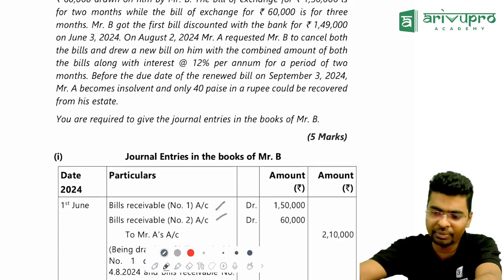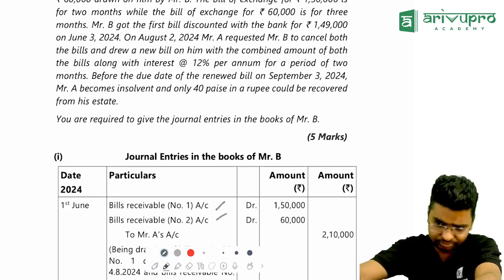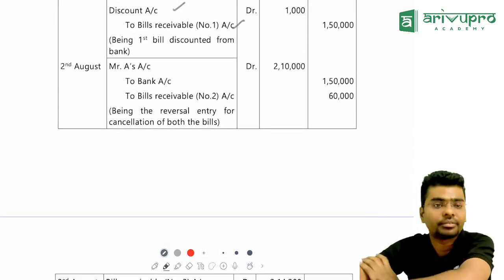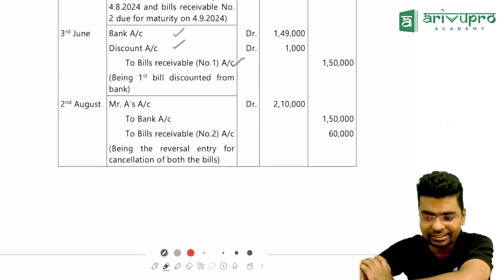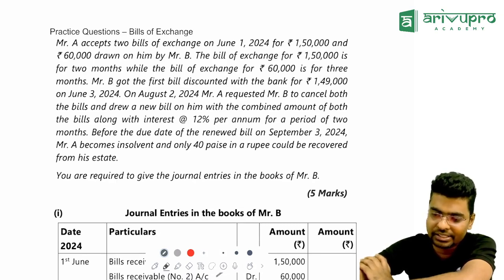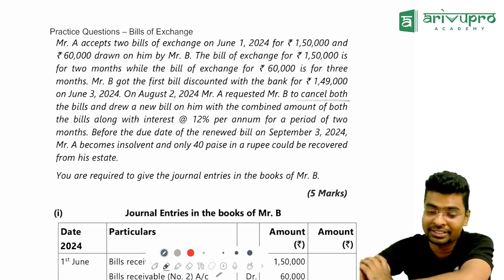Then third bill, what are they saying? You are cancelling it. Third bill, you are cancelling it, is it? On second, A requested to cancel both the bills.